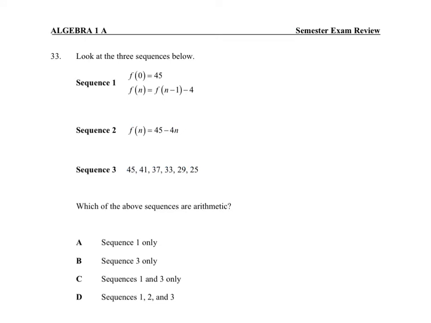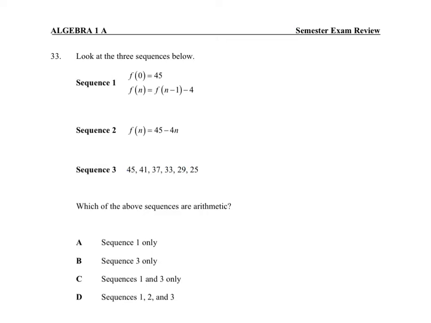For question 33, it said look at the 3 sequences below. Sequence 1 has f of 0 equals 45 and f of n equals f of n minus 1 minus 4. Sequence 2 has f of n equals 45 minus 4n. And sequence 3 has 45, 41, 37, 33, 29, and 25. Which of the above sequences are arithmetic?